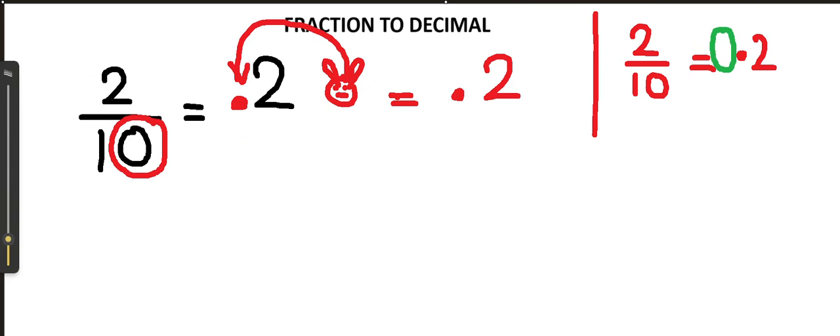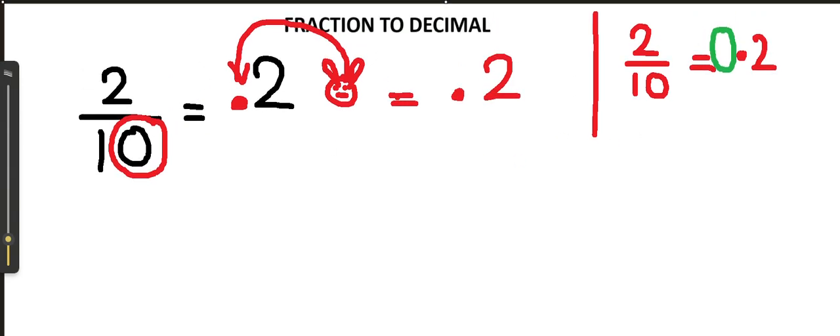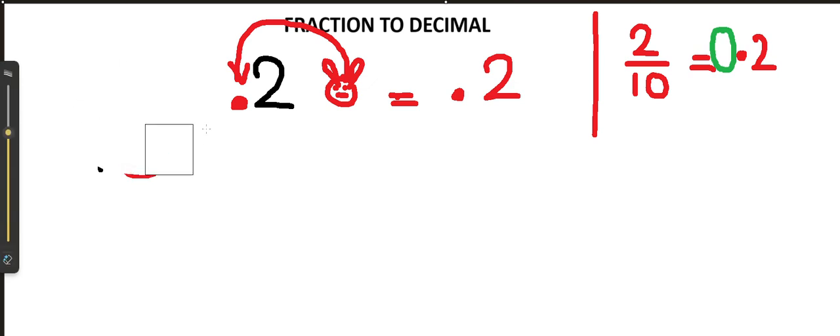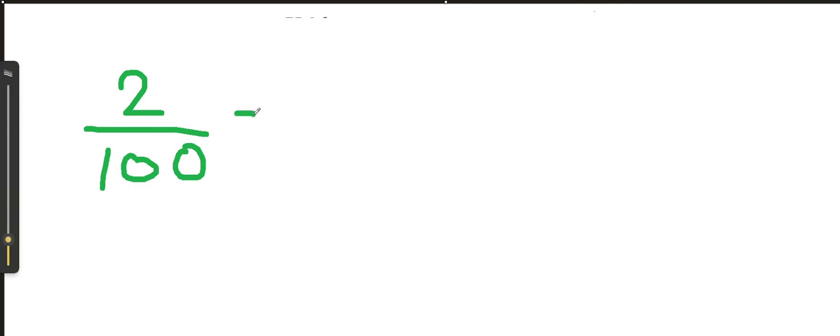So I'm going to the next part. What shall the next part be? Well, I am going to write 2 over 100. So that is a fraction which I'm going to convert to a decimal. So it would be 2. There are 2 zeros over here.